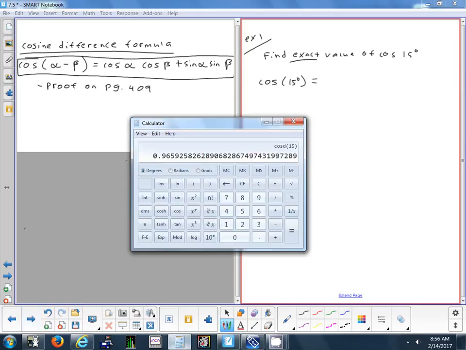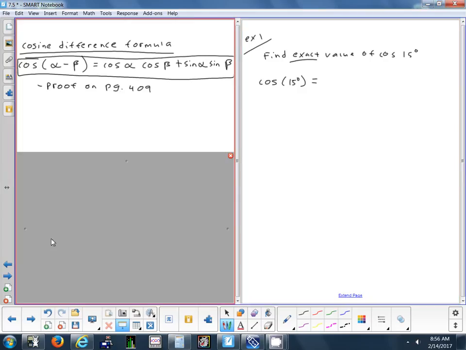Right, so the cosine of 15 degrees is about 0.9659. Okay, but I want it as an exact answer. Can anybody think how I could somehow use the formula on the left to figure out the exact answer of cosine of 15 degrees? And I'll give you a hint.